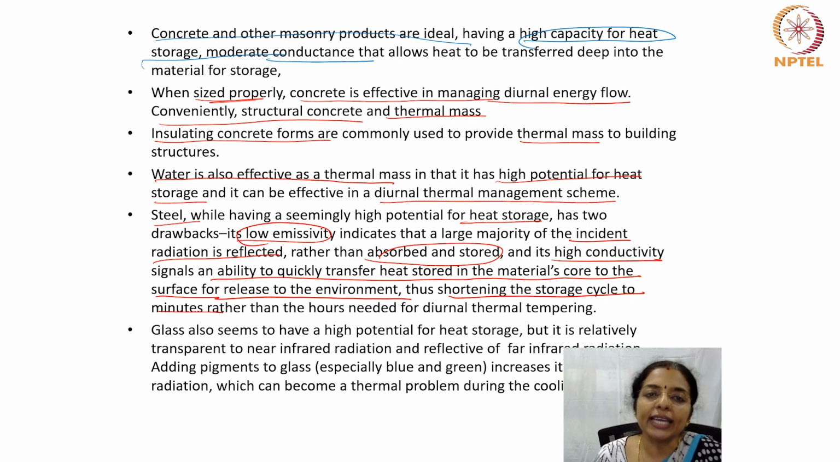So in this lecture, we saw how thermal mass and nocturnal ventilative cooling as a combination can form a very effective passive cooling strategy. So we will stop today's class with this and we will continue next class with another passive strategy.